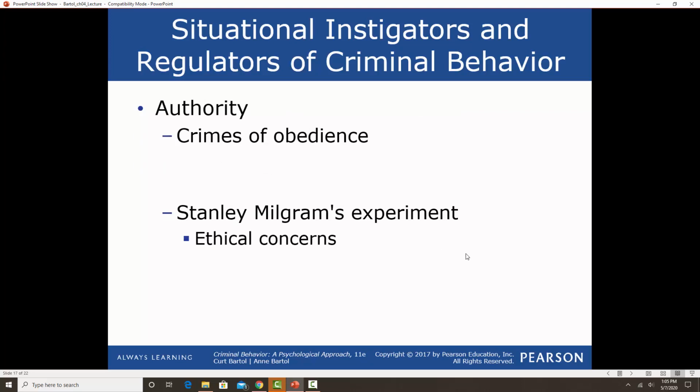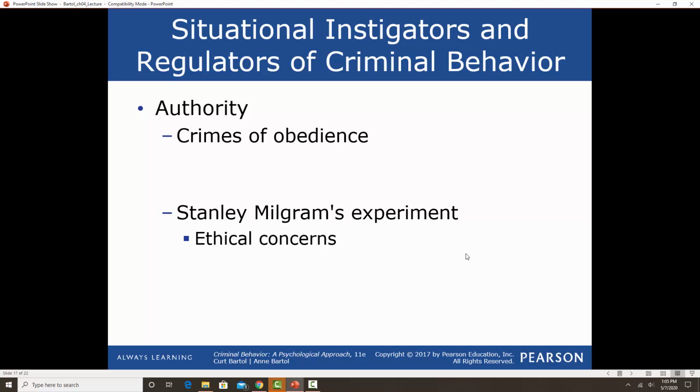Alrighty, let's see, other situational factors: crimes of obedience. A crime of obedience is an act performed in response to orders from somebody that is perceived as an authority figure. So war crimes from World War II, Vietnam, Watergate, the Abu Ghraib prison scandal.